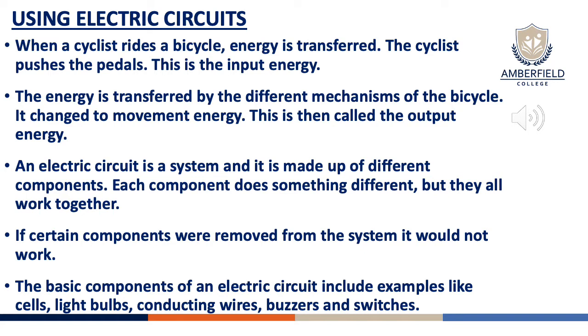Then we need to look at an electrical circuit, which is a system that is made up of different components. Each component does something different, but they all work together. If certain components were removed from the system, it would not work. The basic components of an electrical circuit include things like cells, light bulbs, conducting wires, buzzers, and switches. But now you have a bit of an example when you think of a guy riding a bicycle. This is how we use electrical circuits and how energy is transferred and how we get our input, process, and output.